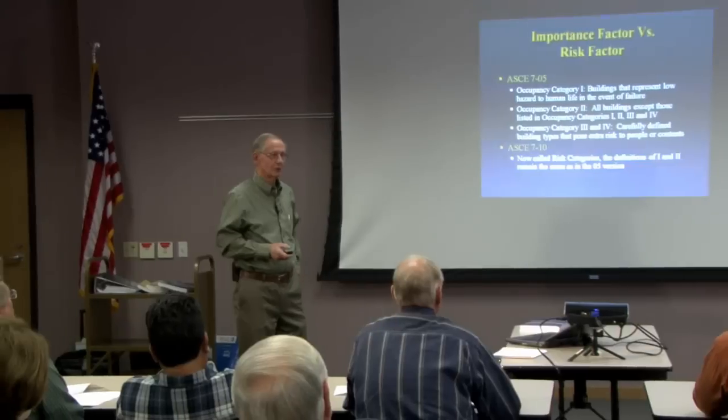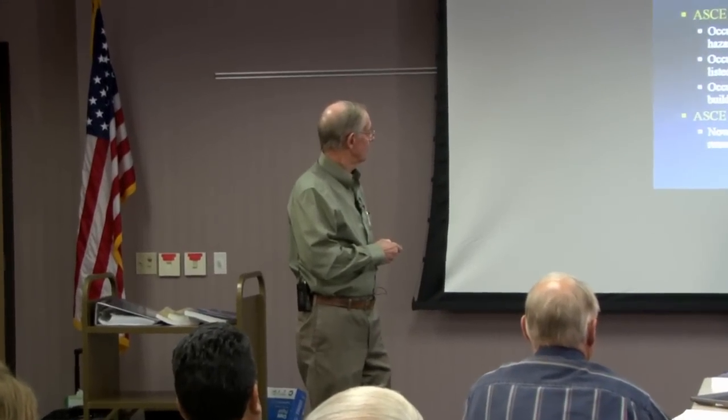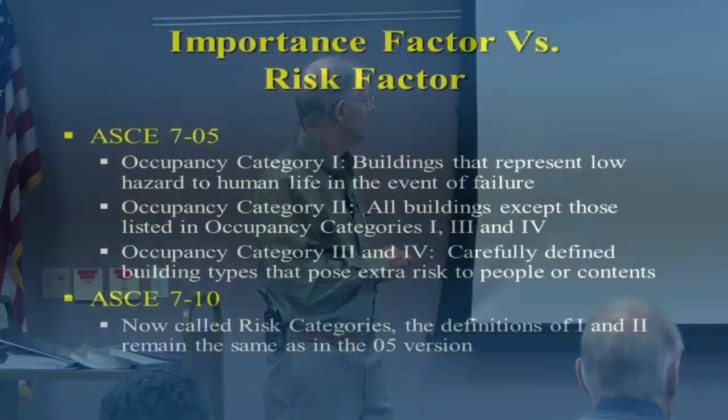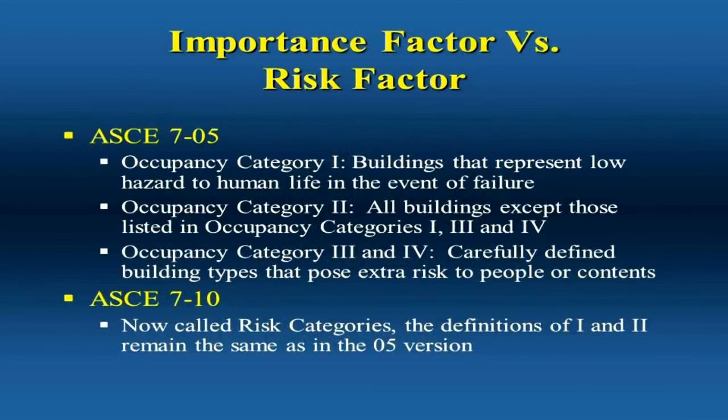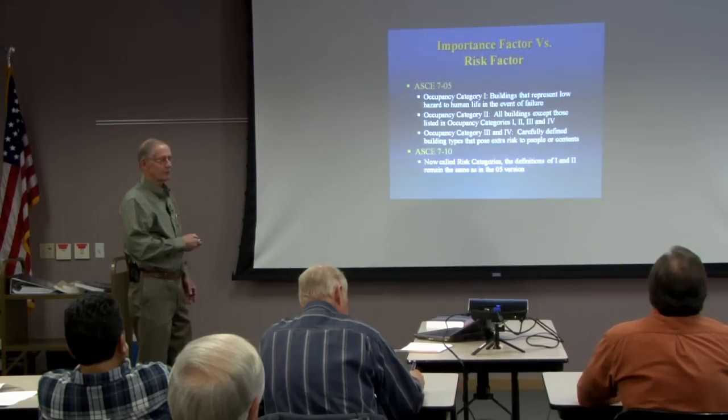You had asked the question about who chooses the risk factor. Well, there are definitions. In 05, these are the major definitions for the three importance factors. It's occupancy category 1, buildings that represent low hazard to human life. That's going to remain the same. Category 2 says anything that's not 1 or 3 or 4 is in 2. It still is going to be there. But occupancy 3 and 4 were carefully defined.